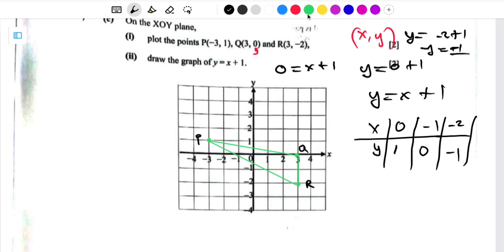So plotting the coordinates, what do we have? 0, 1, which can be somewhere here. And then negative 1, 0, which can be somewhere here. And then you also have negative 2, negative 1. Negative 2, negative 1 is going to be somewhere here. And then drawing a line. Okay, so this is going to be our line. So I'm going to name this line as y equal to x plus 1. Then from there we are done.